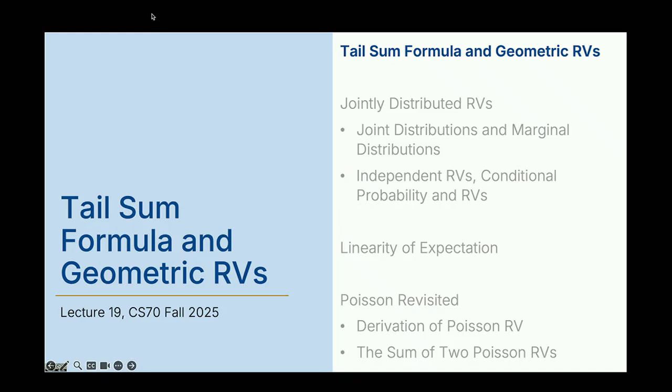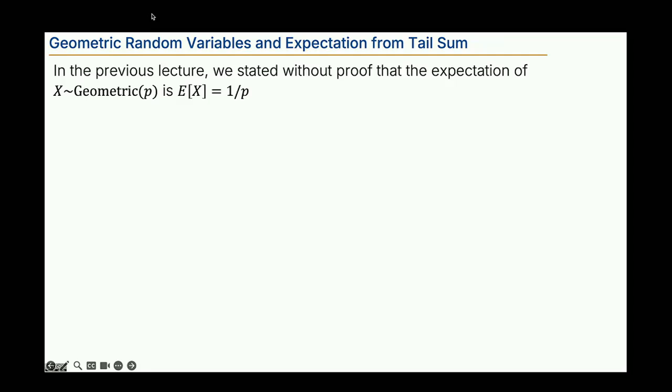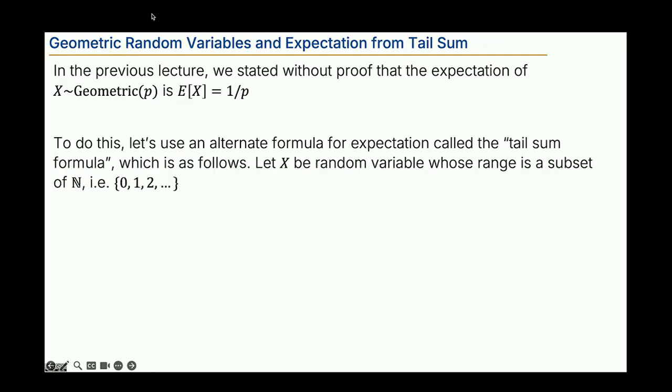So today we're going to be talking more about random variables. This lecture builds pretty naturally off number 18. I'm going to start by talking about geometric random variables and their expectation. Last time I said without proof that the expectation of such a random variable is 1 over p. So I am going to tell you where that comes from using an idea called the tail sum formula.